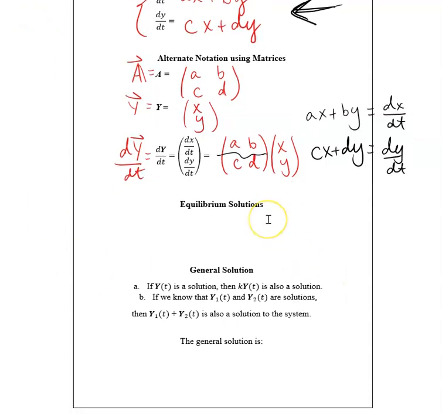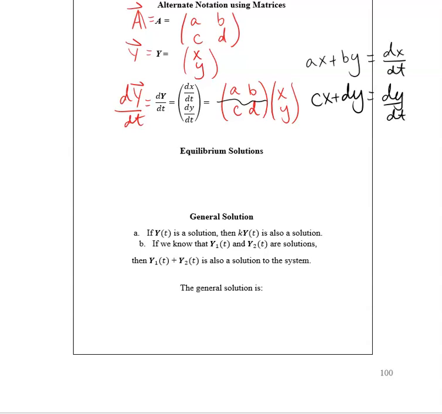Now, the next thing I want to talk about are equilibrium solutions. Just like we talked about earlier in this unit, equilibrium solutions are where everything is equal to 0. So we're looking for where both equations of our system are equal to 0. Just like always, we would set dx/dt, so ax plus by, equal to 0, and dy/dt, cx plus dy, again equal to 0. And we would solve that system of equations to find our equilibrium solutions.